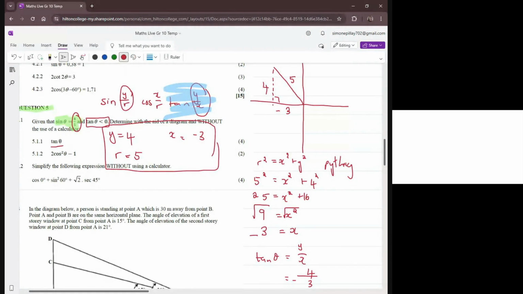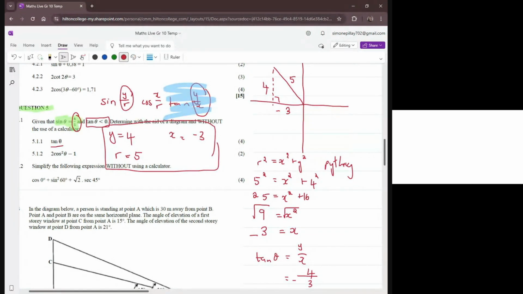Now, super important to note that they didn't ask you to calculate the value of theta. They asked you to calculate the value of tan theta. So you don't now have to go and do the whole shift angle thing here. You can stop at tan theta. Cool. Let me know, how are we doing on that one?